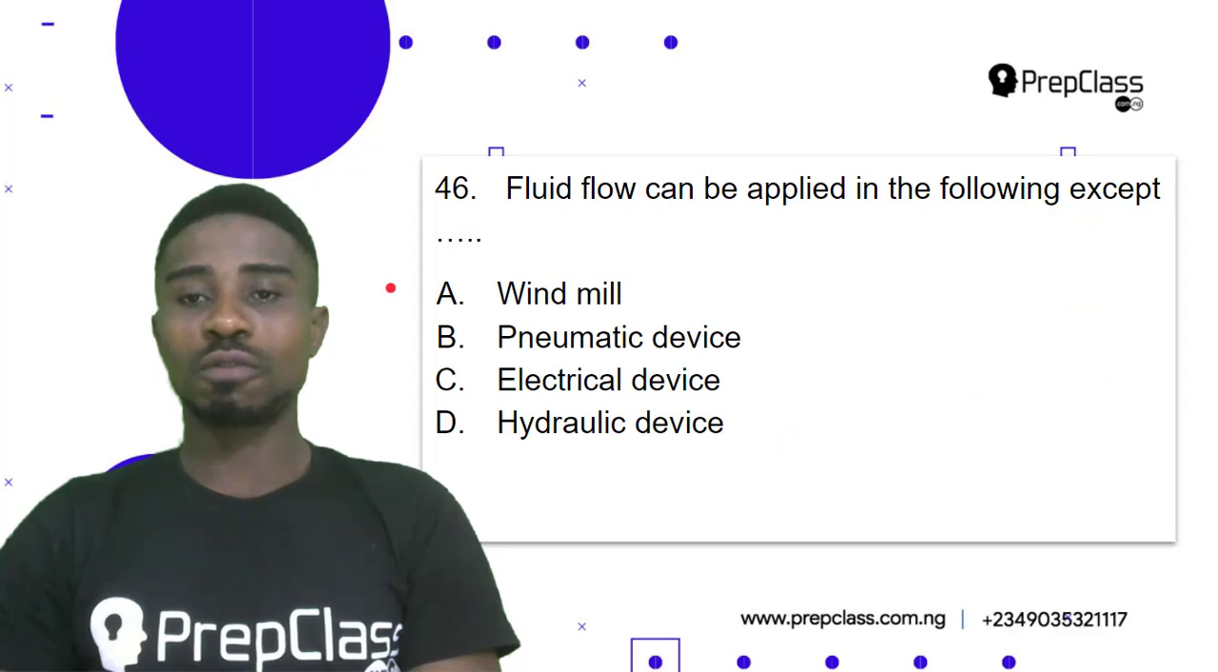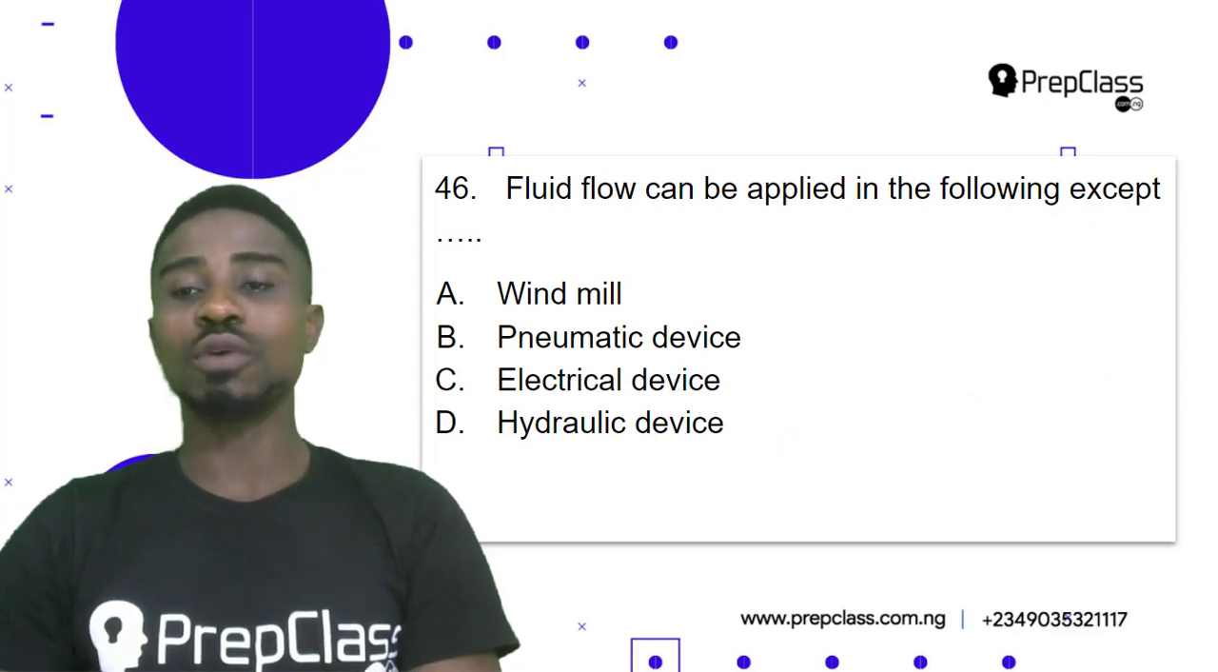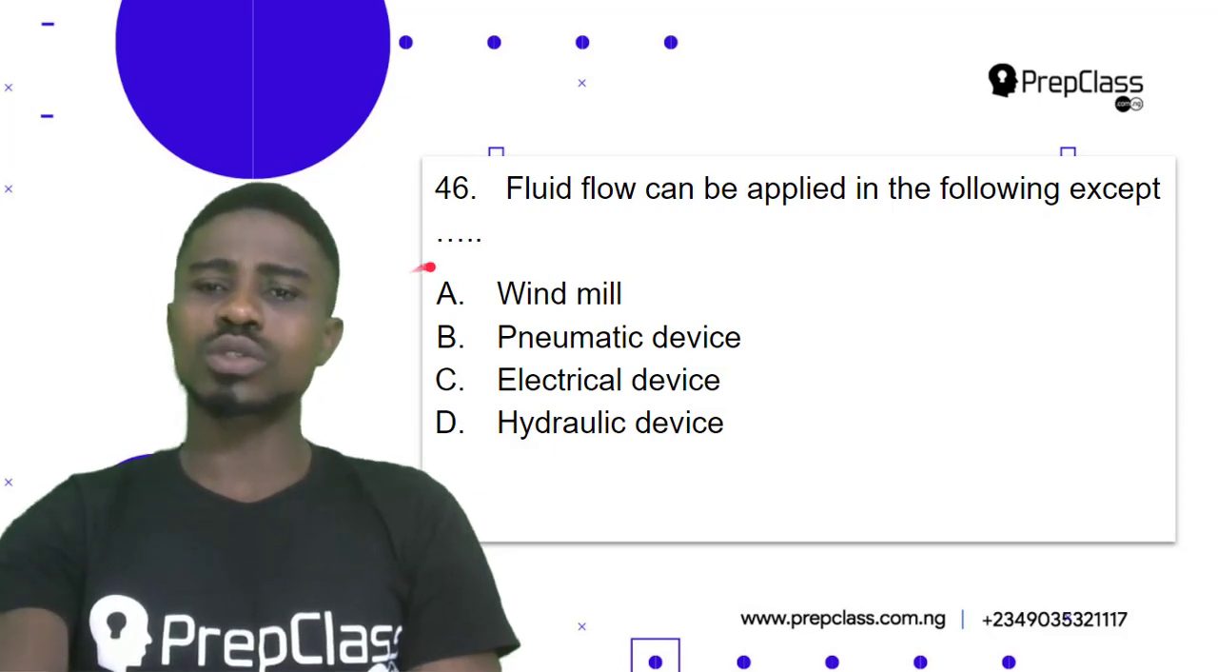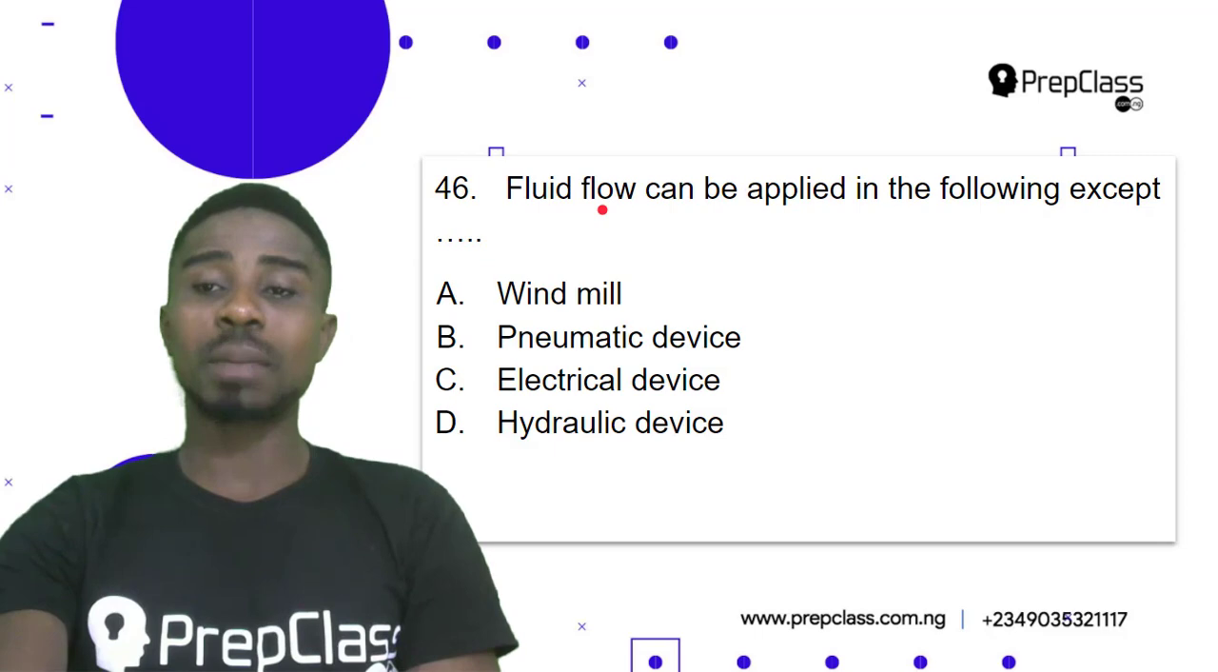Question 46. Fluid flow can be applied in the following except: A. Windmill, B. Pneumatic device, C. Electrical device, D. Hydraulic device. For us to carefully select the correct answer, we need to analyze all of the options and see which one best answers our question. Now, the question is talking about fluid flow being applied in the following devices, except. So one of these devices operates under the flow of another substance but not fluid.